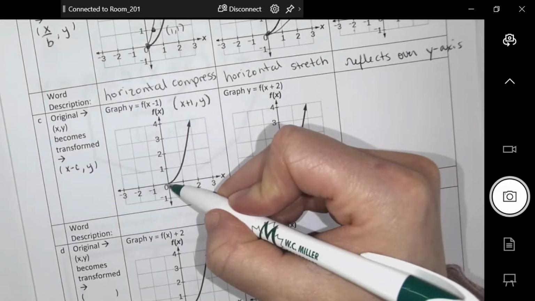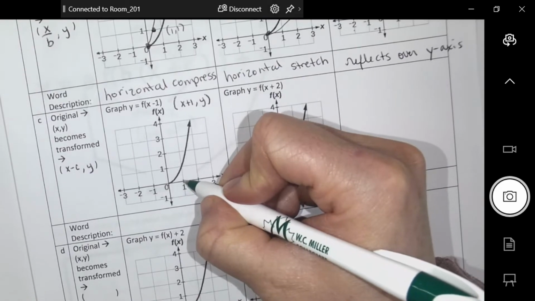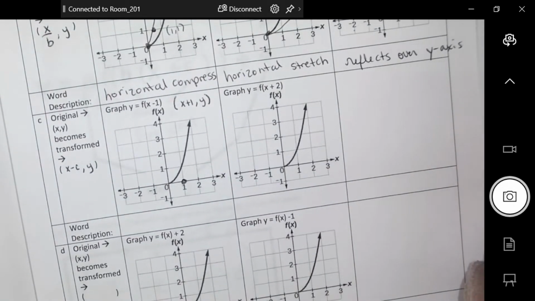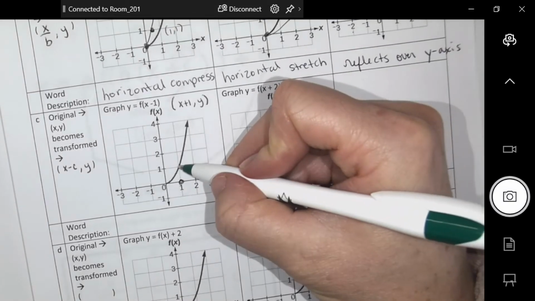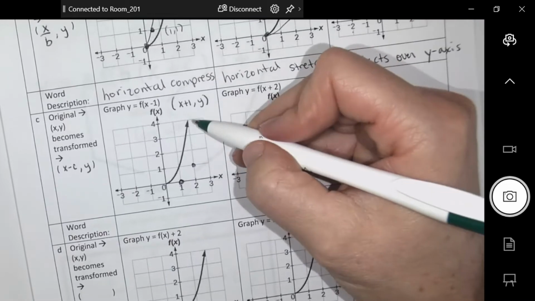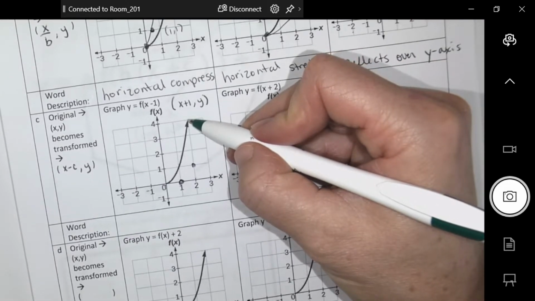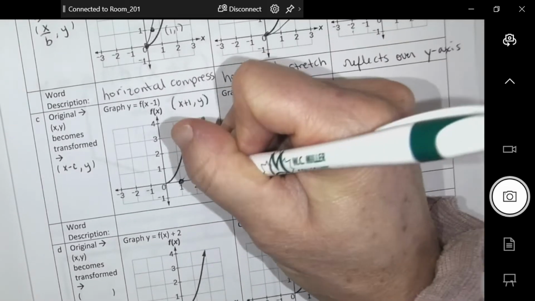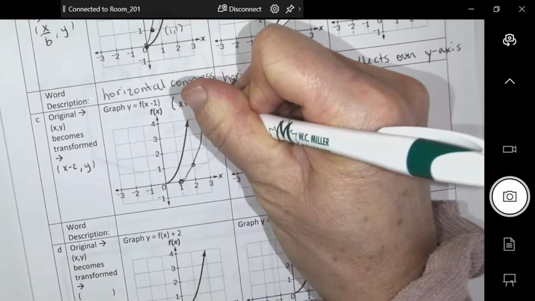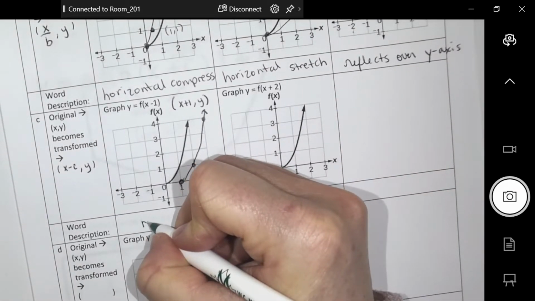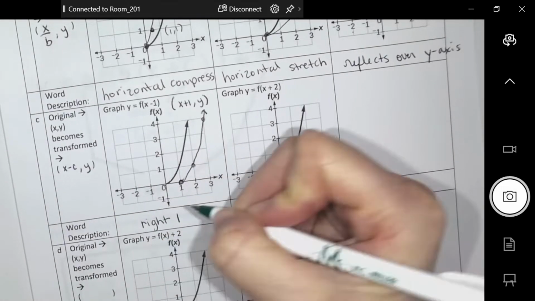So (0, 0) will become (1, 0). (1, 1) will become (2, 1). (2, 4) will become (3, 4). So therefore my graph moved right 1.